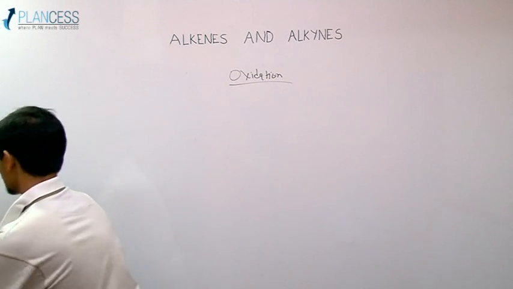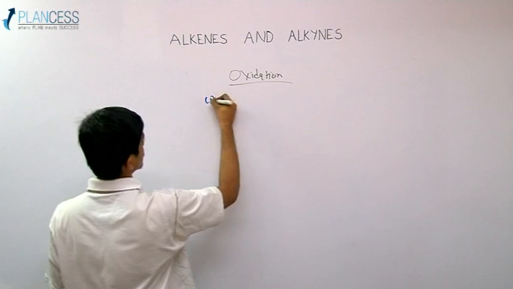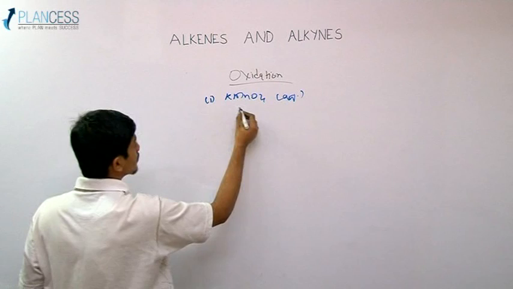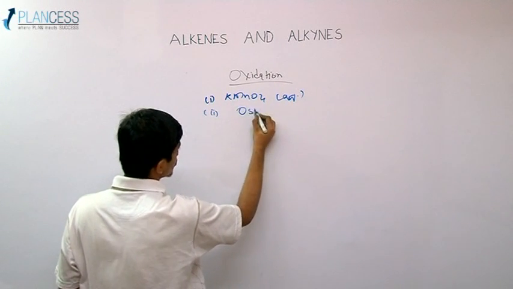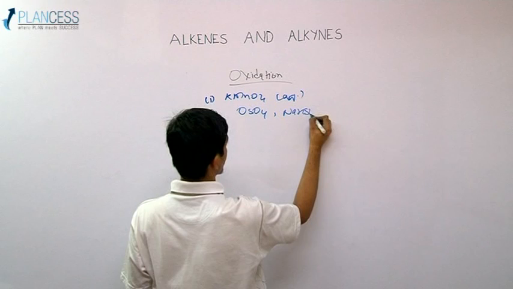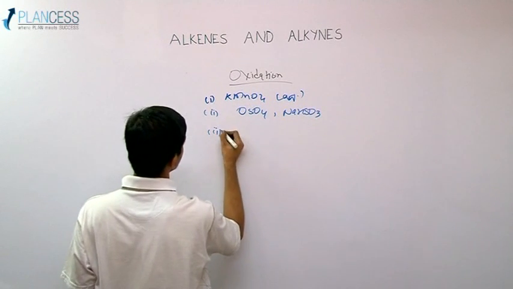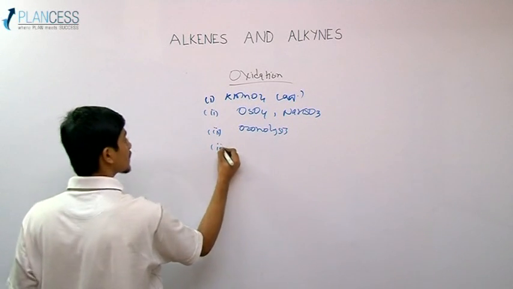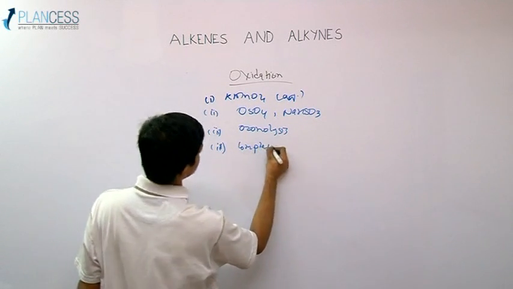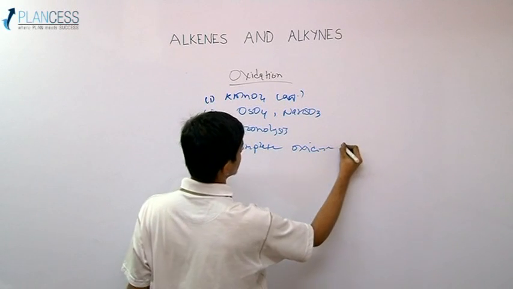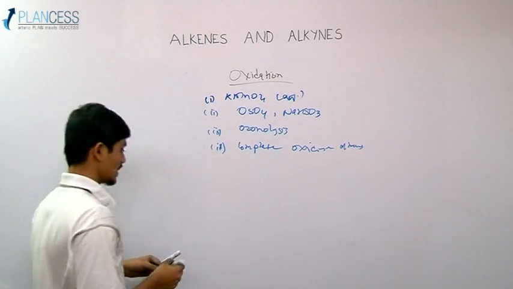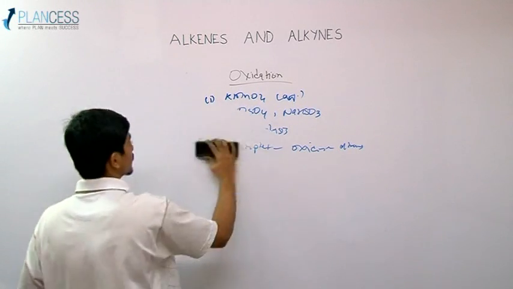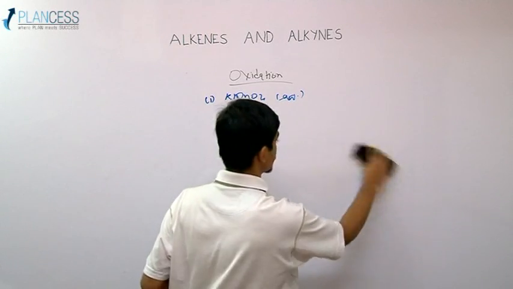So in oxidation of alkenes, we will be seeing first the reaction with KMnO4, aqueous, and one more reaction with OsO4 and sodium bisulfite, and reactions like ozonolysis and the reaction with complete oxidation of alkenes. We will see how we can completely oxidize alkenes. So these are the few reactions that we are going to see under this oxidation topic. Now first of all let us do the reaction with aqueous KMnO4.